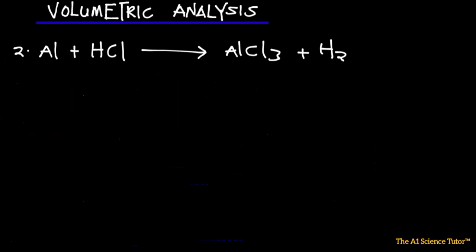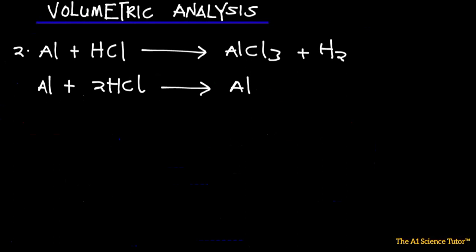Now for the left hand side, we have just 1 aluminum. On the right hand side, we also have just 1 aluminum. So aluminum has no problems. The problem now starts with the hydrogen. We have just 1 hydrogen atom on the left hand side, while there are 2 on the right hand side. So we just need to place a 2 in front of the hydrochloric acid. So that should be something like this.